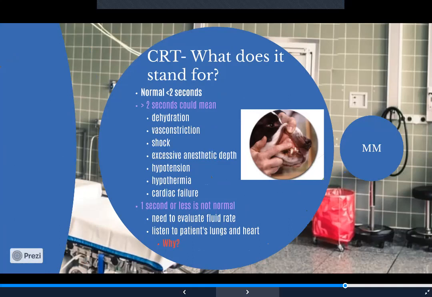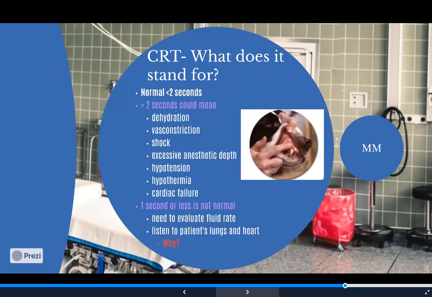And so what does CRT stand for, right? These are things we learned right away when we were in school, in your first year. So capillary refill time, normal is less than 2 seconds. So if it's greater than 2 seconds, what does that mean? So dehydration, vasoconstriction, are they shocky, excessive anesthetic depth? Are they hypotensive, hypothermic? Okay, so as you guys get to know me, I am really, really big on temperatures.